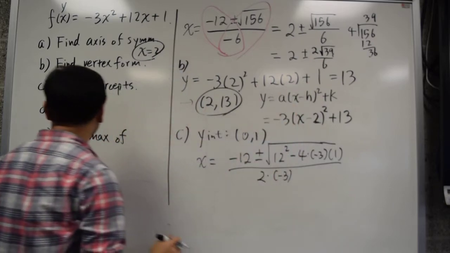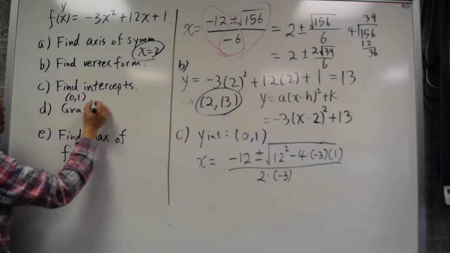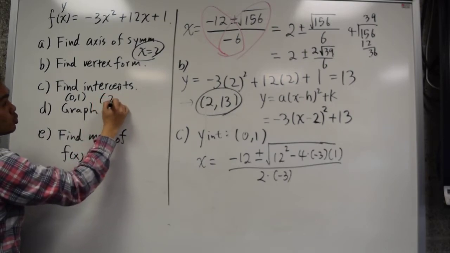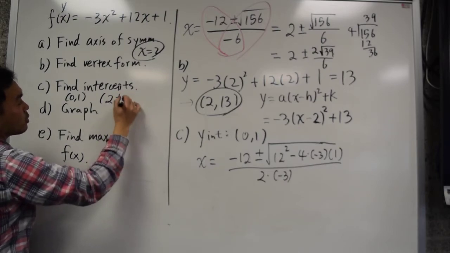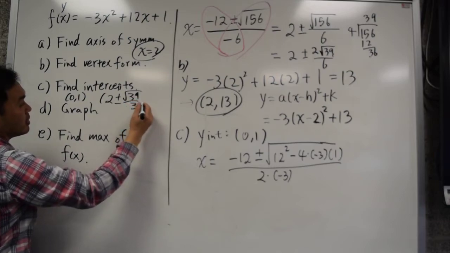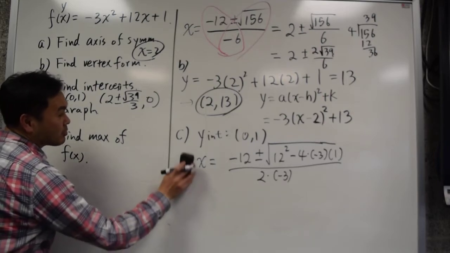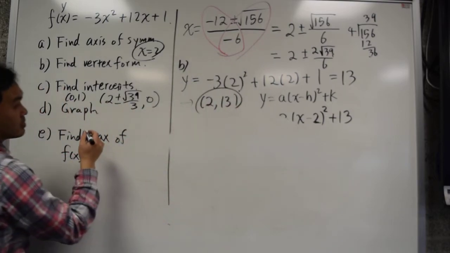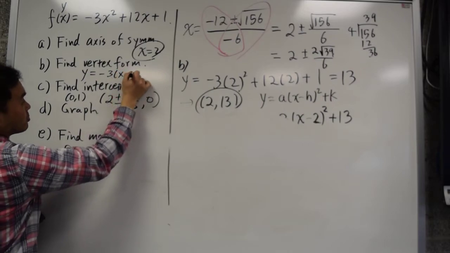1 and 3. So the x-intercepts are 2 plus minus square root of 39 over 3, 0. Those are the intercepts, whatever that is. Okay, now we have to draw the graph. Y equals negative 3 times x minus 2 squared plus 13.